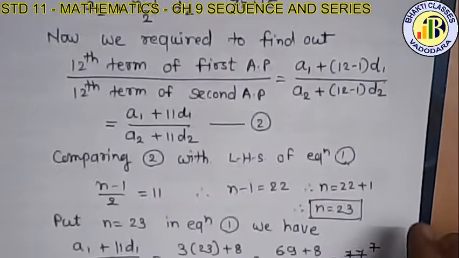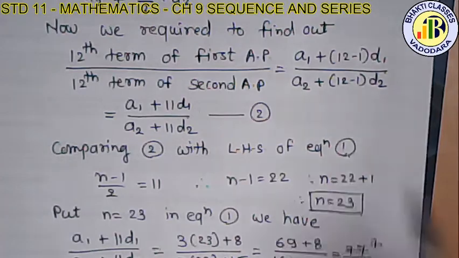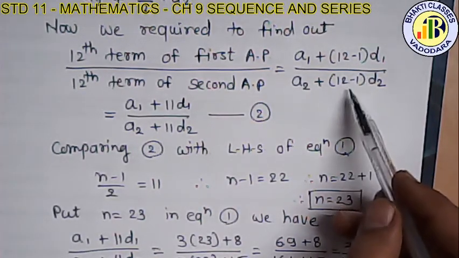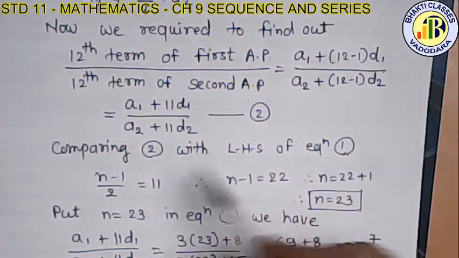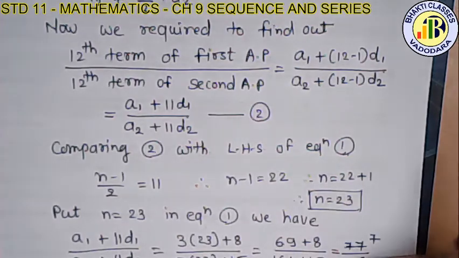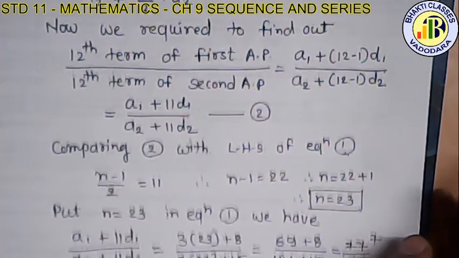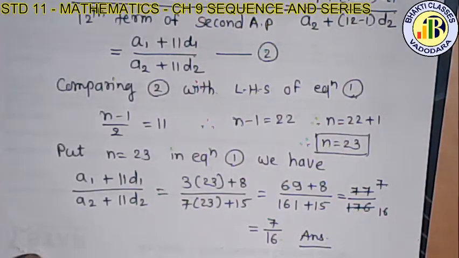Then what we have to find out is the ratio of the 12th terms of the two APs. We wrote the formula for the 12th term, and then compared it with the form in equation number 1, found the value of n, and put it in the right hand side. So this is a very important question, and such questions are asked in different exams. So be careful, do it carefully and get the marks.